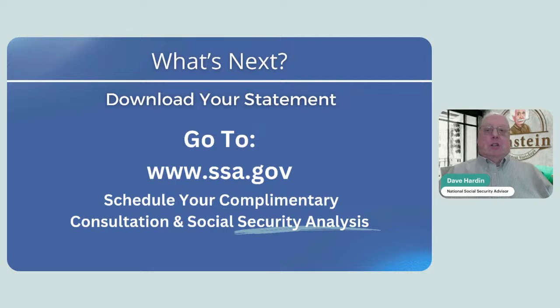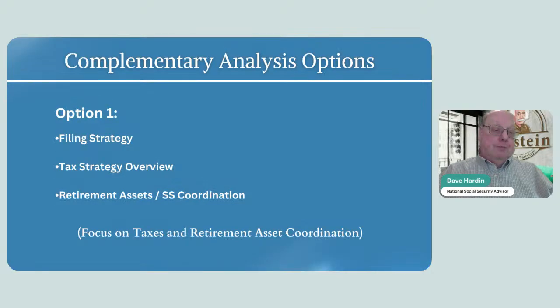All right. If you haven't done this, it's important to do. You want to go to www.ssa.gov. You'll be able to download your own Social Security statement. You'll be able to check your earnings and make sure they're correct. Make sure there aren't zeros where there shouldn't be zeros. And then you're going to be able in a minute to schedule your complimentary consultation and Social Security analysis. I'm going to give you two options tonight.